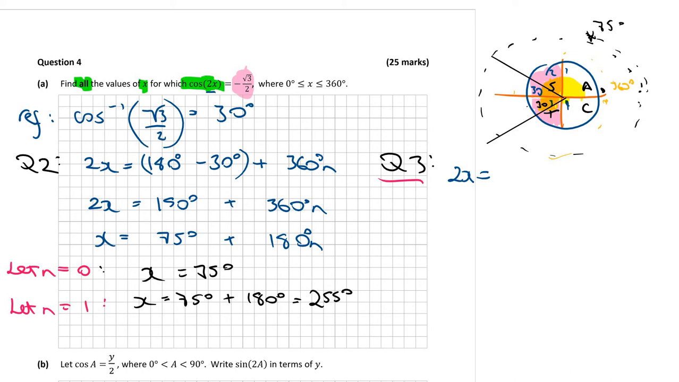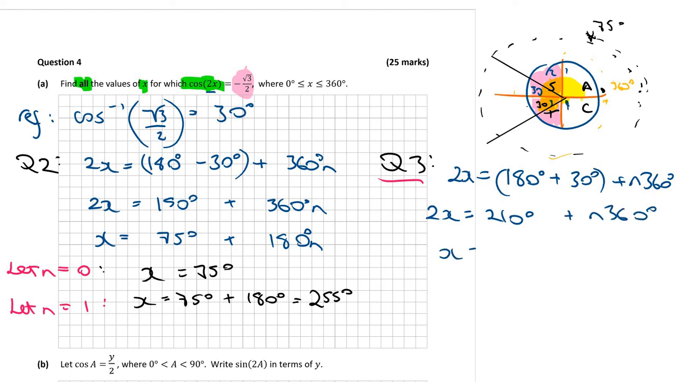So I'm interested in that entire angle there, which is going to be my 180 degrees plus the 30 in the third quadrant. So 2x is equal to 180 degrees plus 30 degrees, and then plus n times 360 degrees. So therefore 2x equals 210 plus n times 360. x is equal to 105 plus n times 180.